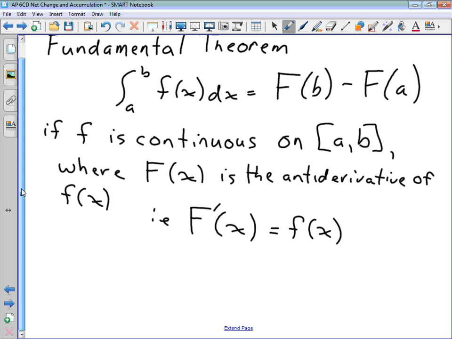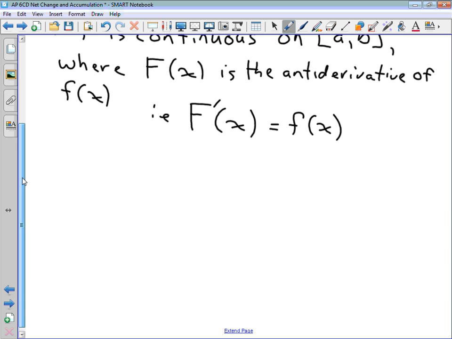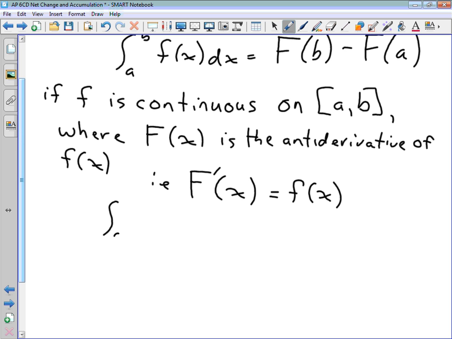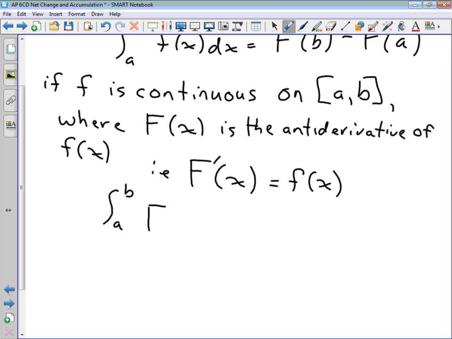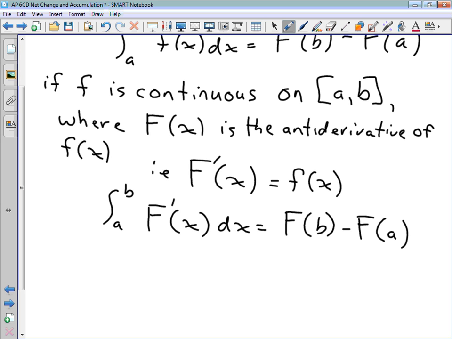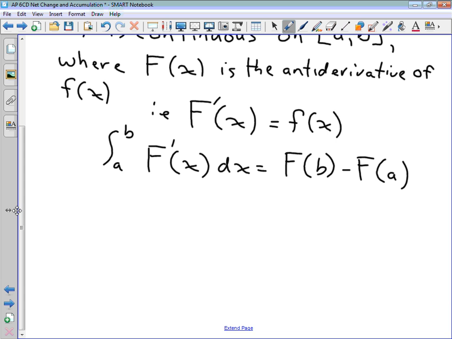So we can rewrite our fundamental theorem of calculus as the integral from a to b. Instead of small f at x, I'm just going to put capital F at x primed, over dx, is, of course, equal to, we'll keep the right-hand side the same, capital F at b minus capital F at a. Now, if we look at what we have here on the right-hand side now, we've got capital F primed at x.